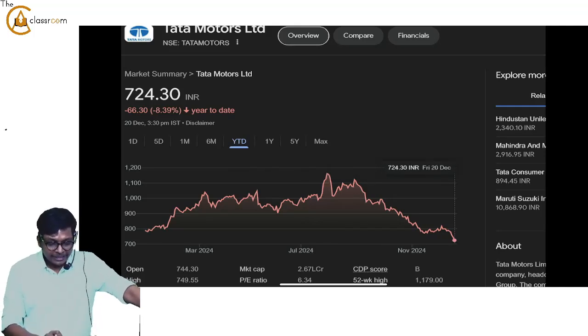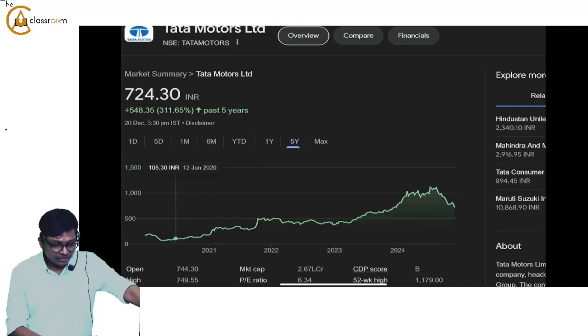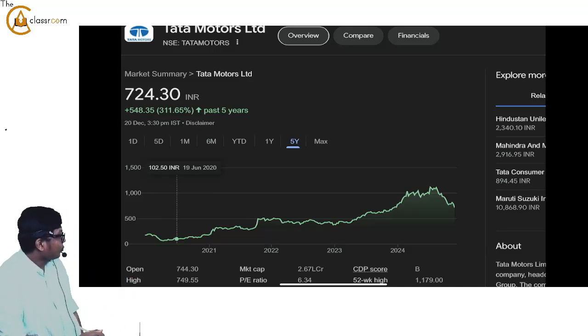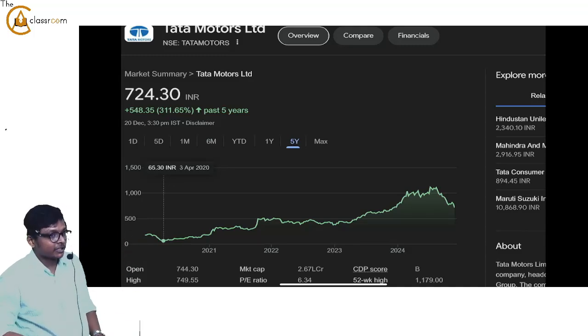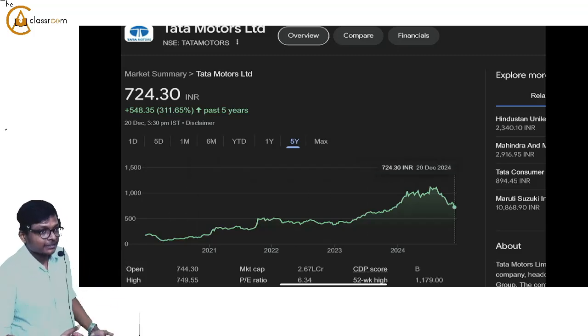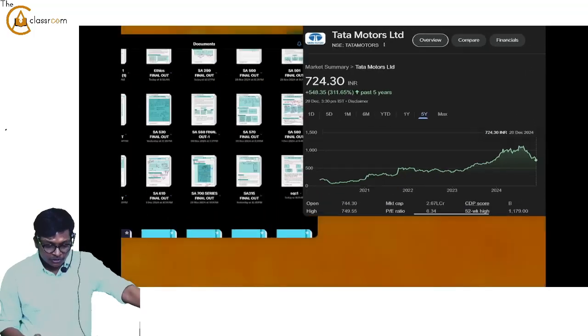Okay. It keeps going up. If you see the 5 years trend, 5 years back, the share was just 100 rupees. In COVID, if you purchased Tata Motors share, one share was 100 rupees. It was actually even lower. It was 65 rupees in COVID. If you purchased a Tata Motors share that time in COVID for 65, how much has one share become now? 724. 65 rupees was the lowest, sir.